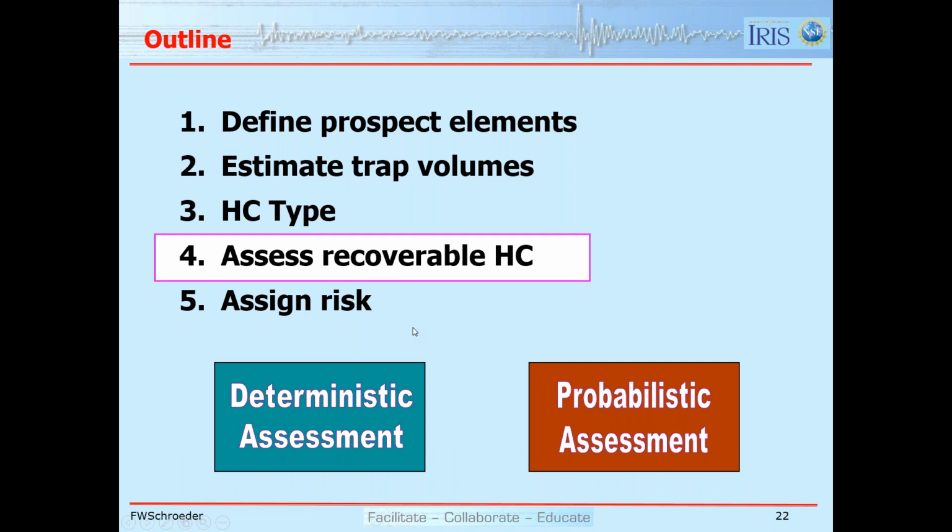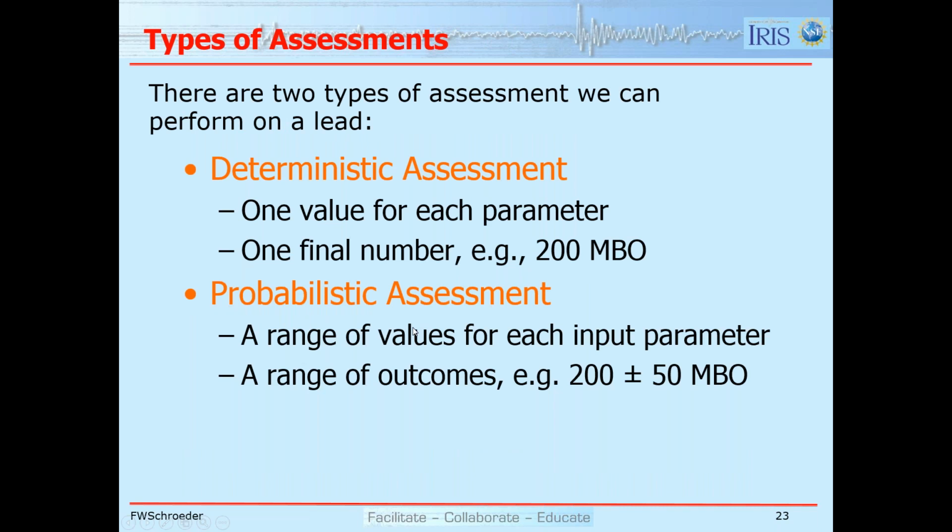So now we have to assess the recoverable hydrocarbons. And there's two ways we can do that assessment. One is deterministic. So we use one value for each of the input parameters, and I'll talk about those parameters in a minute. And we crunch the numbers and we come up with one final number, maybe 200 million barrels of oil. The other type of analysis we can do is probabilistic. In this case, we put in a range of values for each of the input parameters, and so we get a range of outcomes. It might be that we determine that our prospect has 200 million barrels plus or minus 50 million.